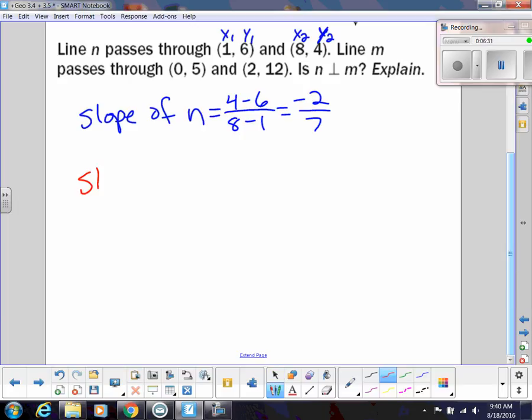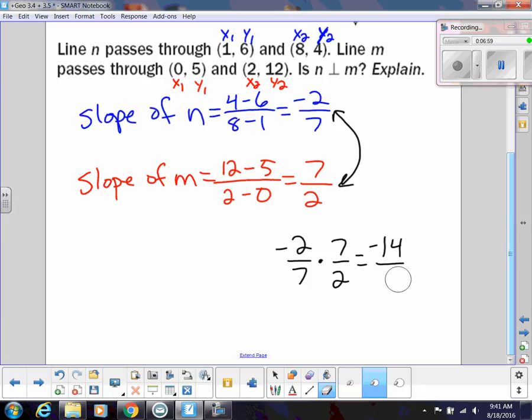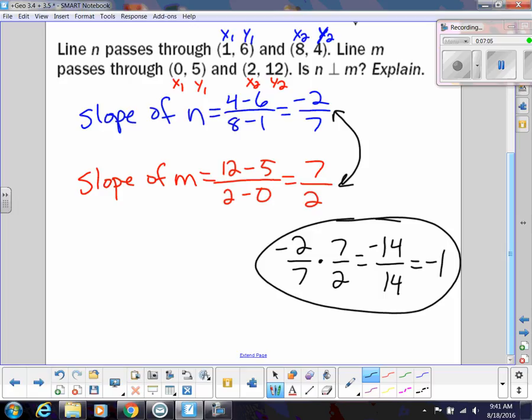And then the slope of M, again x1, y1, x2, y2, so that's 12 minus 5 over 2 minus 0, so that's 7 over 2. You can see that these are opposite reciprocals, or if we did the product of them, they would multiply to give us negative 1. Sorry, this one's positive. So this is by definition. I think it's probably easier and quicker to just identify that these are opposite reciprocals, so you know that those are perpendicular.